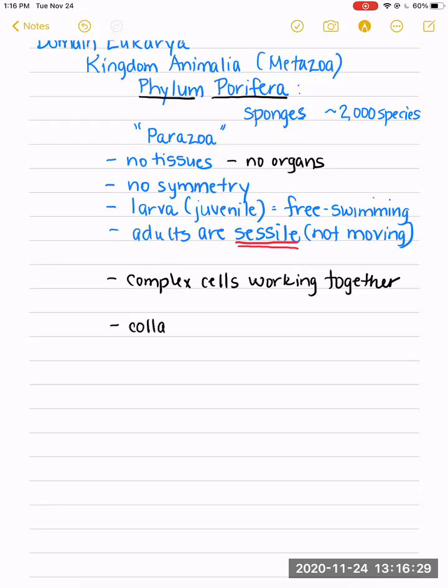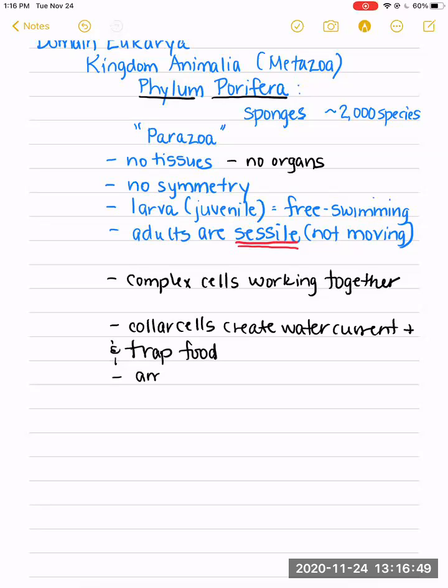They have collar cells that create the water current and trap food. And then those amoebocytes digest the food. Spicules are the skeletal elements that give support.